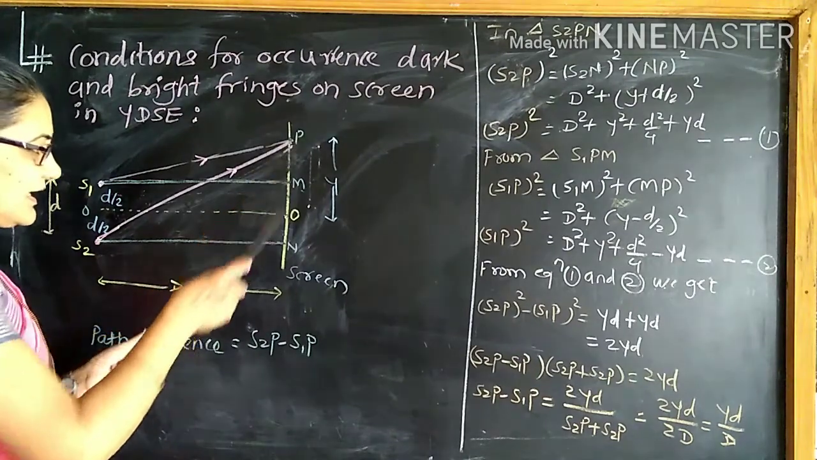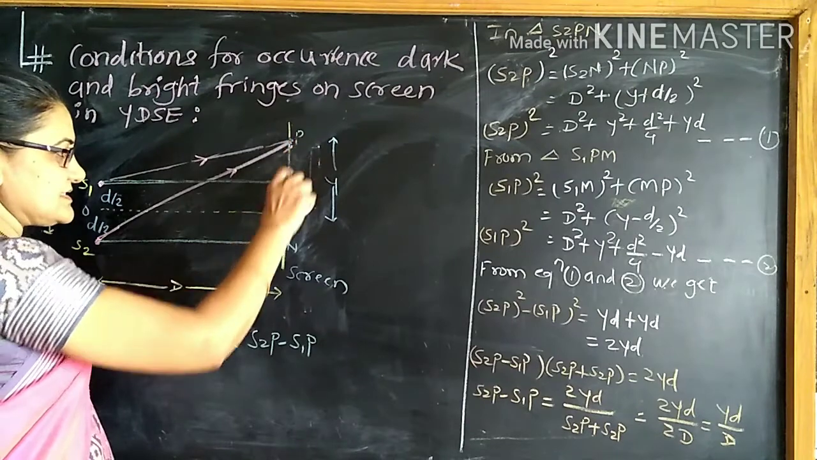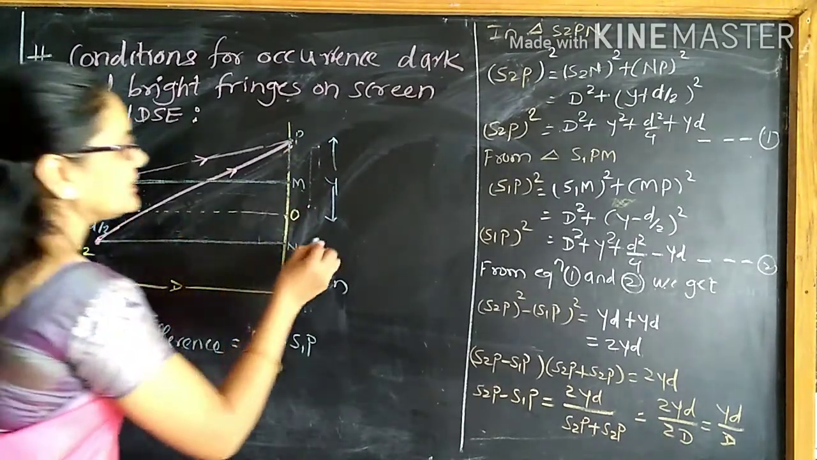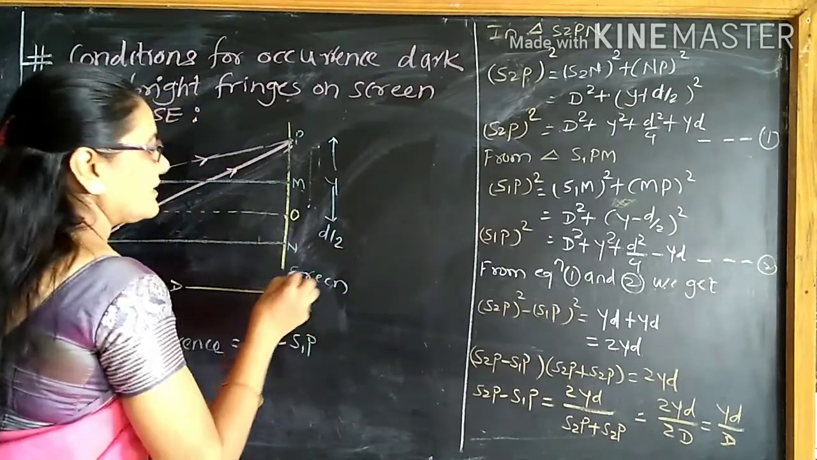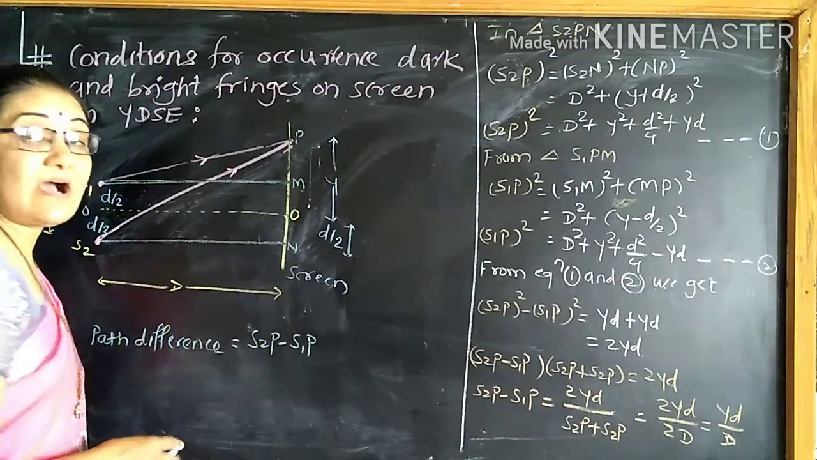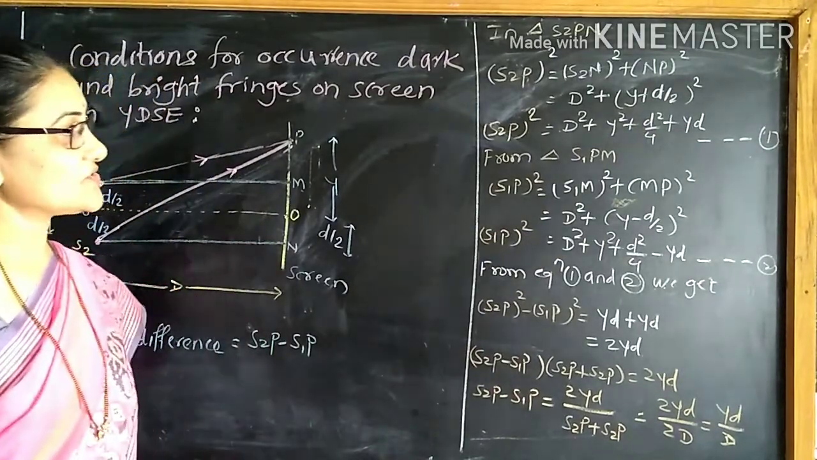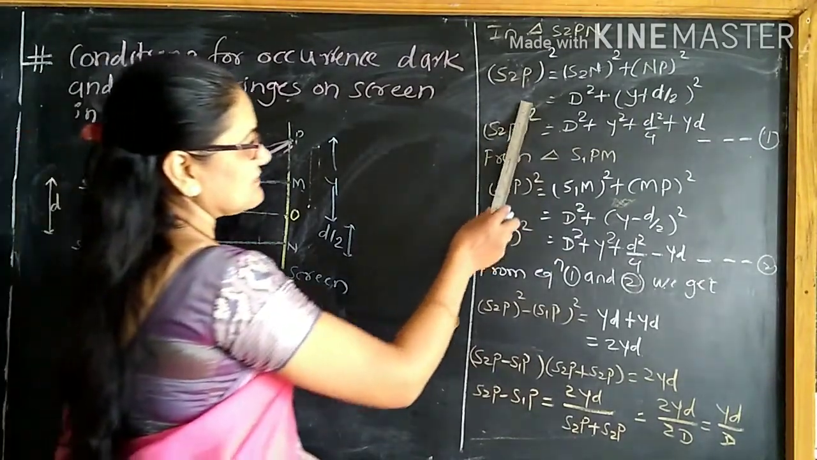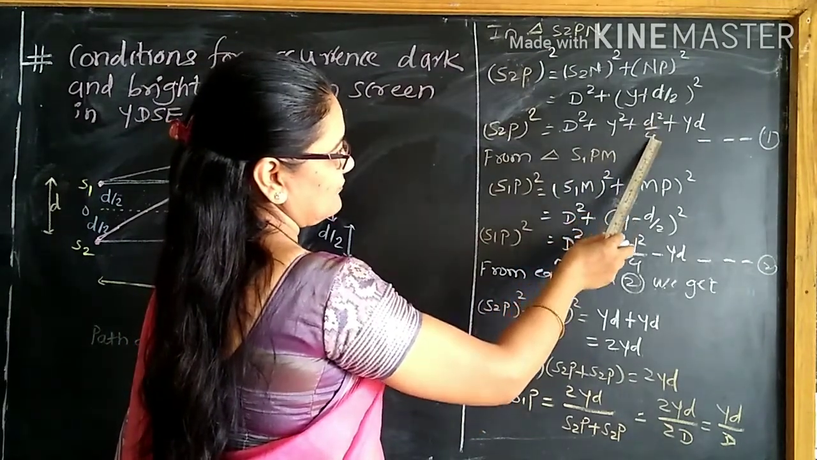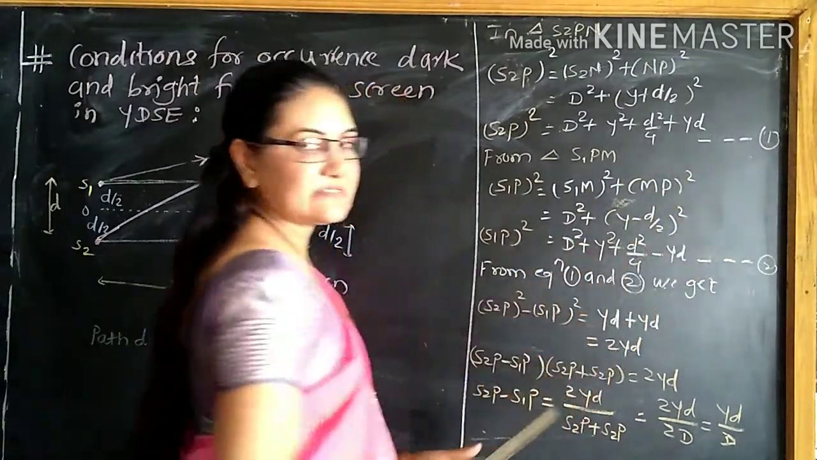While this PN distance can be written as this OP distance plus ON distance. We know that this ON distance is nothing but d by 2. And that's why this whole distance is y plus d by 2. Here, y plus d by 2 is the NP distance. And that's why S2P square can be written as D square plus y square plus d square by 4 plus yd. Let this equation be equation first.